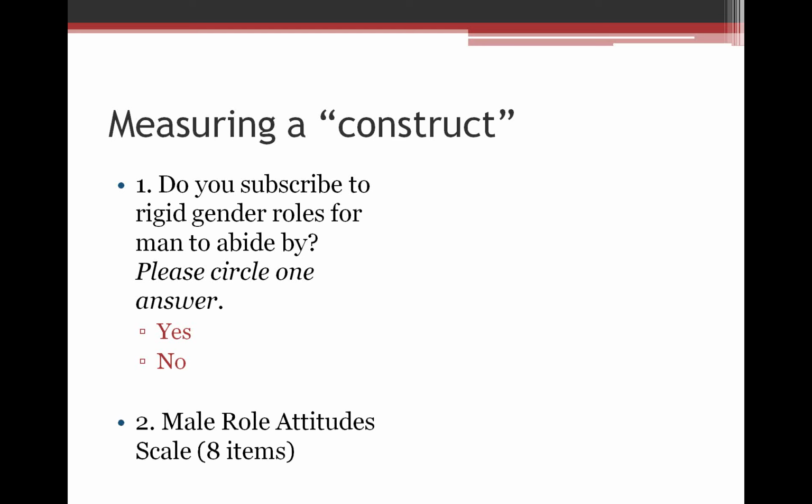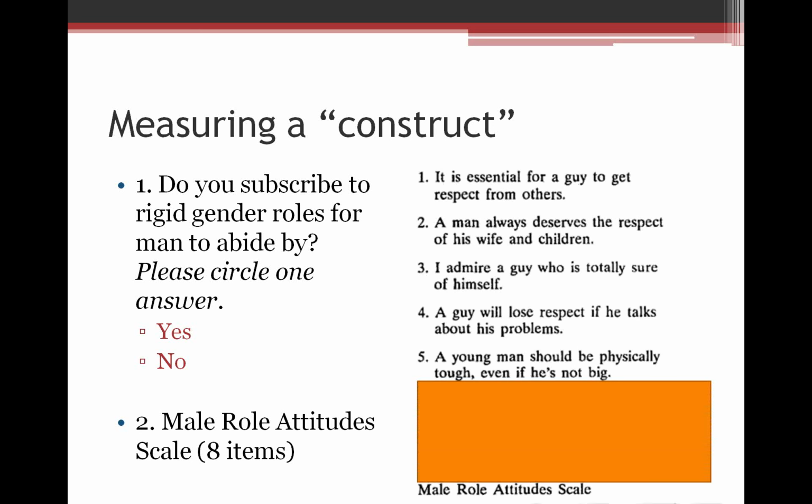A standardized measure is something that a researcher has developed to measure some of these hard constructs, and there are a lot of them. Some of them, like this one, are only 8 items. I'm not going to show you all of them because there are some copyright issues, but I've got some examples. There's some kind of scale, agree to disagree, or maybe 1 to 7. And they're asking things like, please rate your agreement to: it is essential for a guy to get respect from others. A man always deserves the respect of his wife and children.